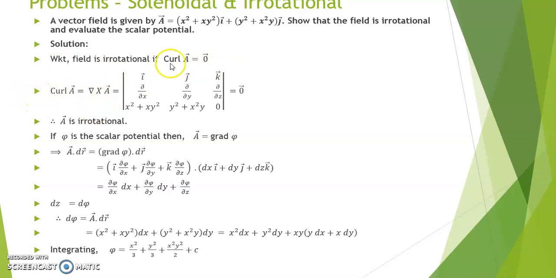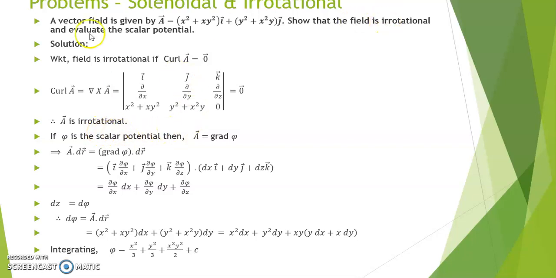So since I know the condition, I will write the curl of the A vector, equal to del cross A vector, equal to the determinant with i vector, j vector, k vector, ∂/∂x, ∂/∂y, ∂/∂z from del. And from the A vector I have the i coefficient, which I will write in the first column, the j coefficient in the second column, and there is no k coefficient, so I will write it as 0. While expanding this 3 cross 3 determinant, I am getting the answer as 0. Therefore the A vector is irrotational.